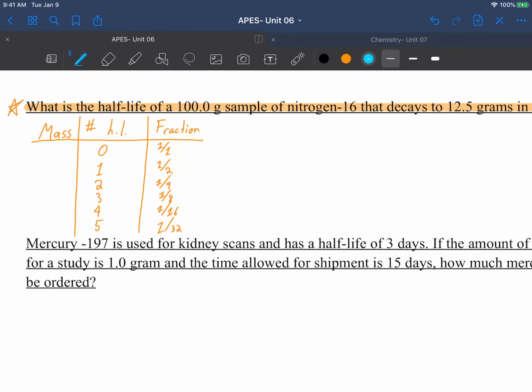Those relationships do not change. Now I can go in and put my masses, since those are the numbers that change. At no half-lives passed, I have 100 grams. At 1 half-life, I have 50, 25, 12.5. Oh, wait a minute, that number sounds familiar to me, because that's how many grams are remaining at the end of the problem. And I know that that is 3 half-lives, but I'm still not there. The question wants to know, what is the length of the half-life?